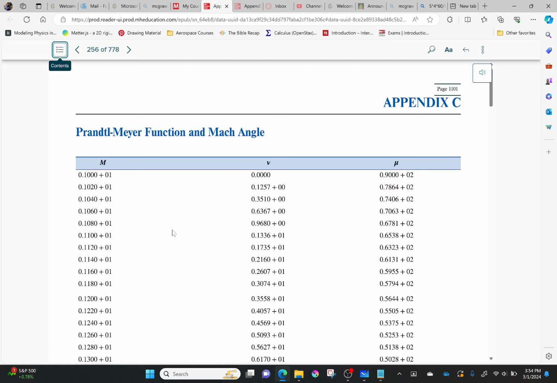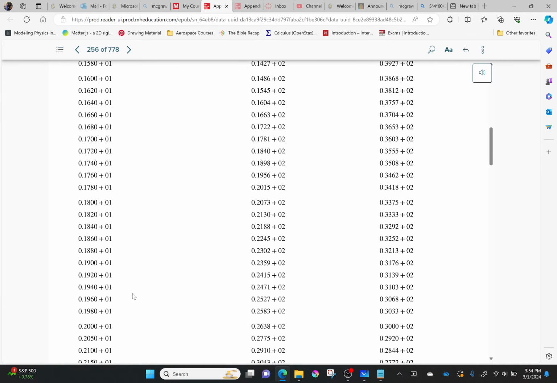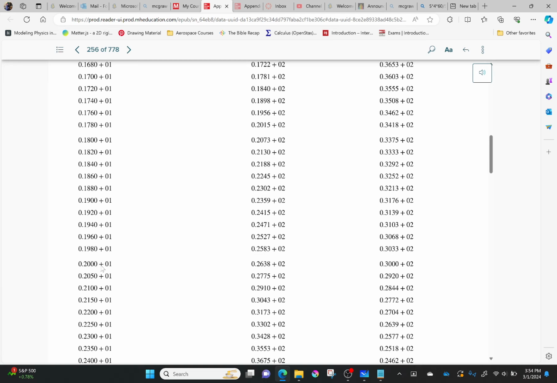Now, what we're doing is using the Mach number that we know at the beginning to find our Prandtl Meyer function, and then we're going to use our deflection angle plus the Prandtl Meyer function to find our second Mach number. We're kind of going to go forward and back pretty quickly here. Our Mach number initially was 2, so I need to go down here. And there it is. Remember that this is multiplied by a factor of 10.